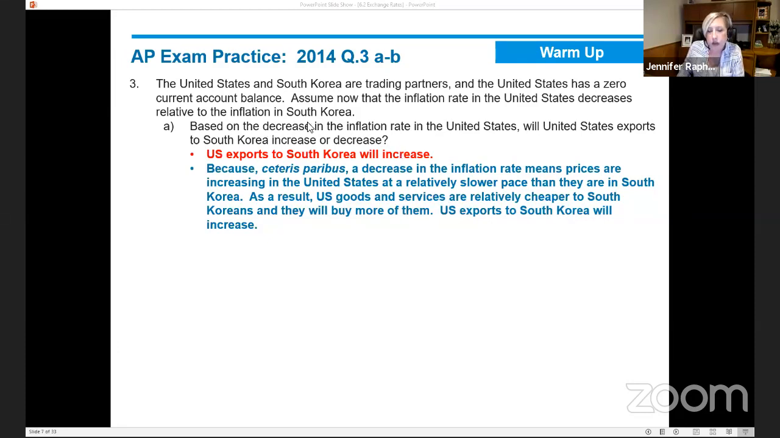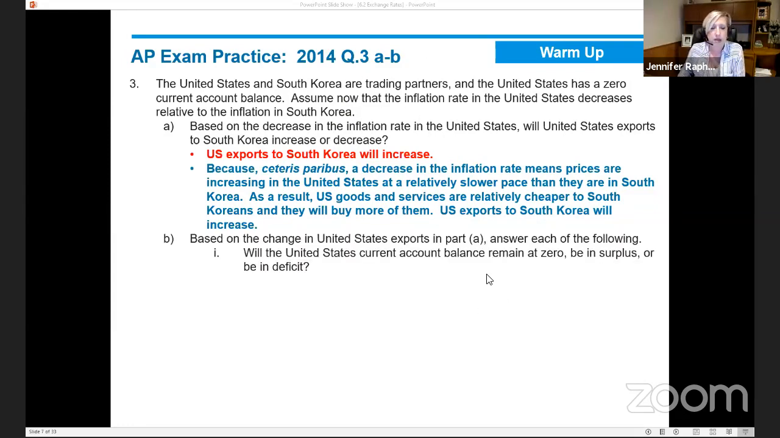So think about this based on the decrease in the inflation rate. Let's say that the inflation rate in the United States is 4% and the inflation rate in South Korea is also 4%. A decrease in the inflation rate could mean that the US inflation rate falls to something like 3% or 2%, while there's no change in the inflation rate in South Korea. So we're not saying the inflation rate becomes negative. We're just saying that it decreases relative to the inflation rate in South Korea. And so at the margins, that's going to change consumers' behavior.